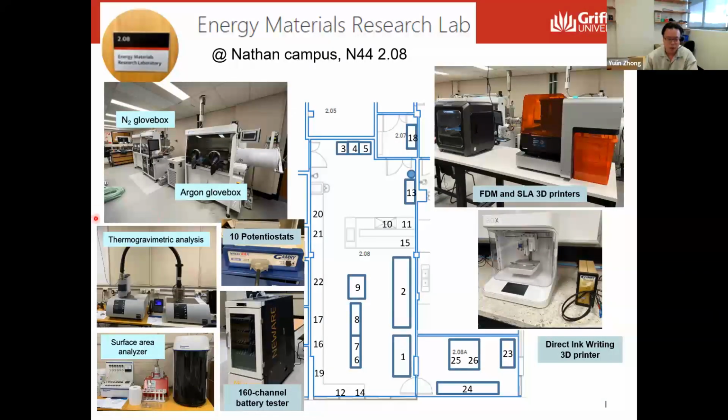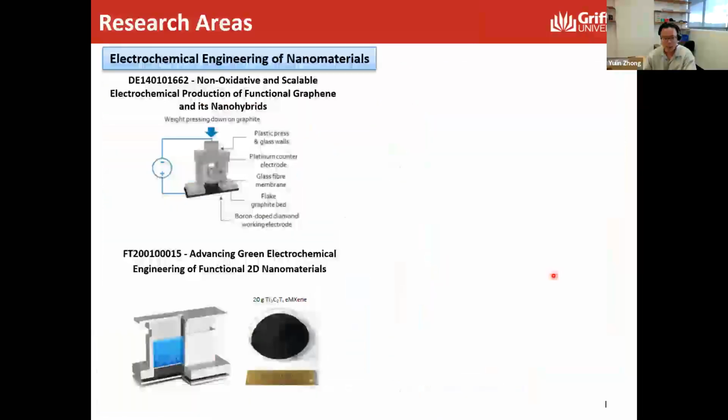We have all the standard material characterization tools and battery testing, and more importantly, we have 3 different types of 3D printer: the typical FDM type, the SLA type, and the BioX, which is the direct ink writing type, which I will focus on more.